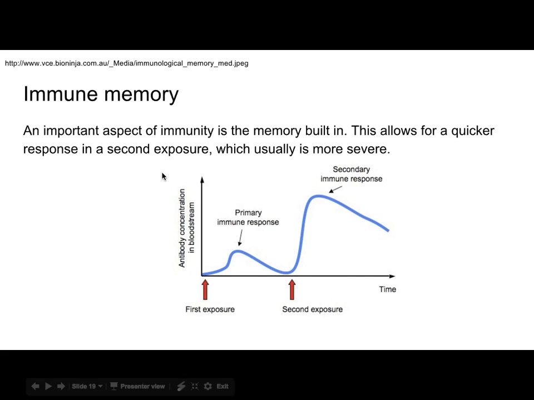So the result is the first exposure, you make so many antibodies, but then we produce memory. The second exposure, you are ready for the attack. We don't need to go through that antigen presenting cell, T cell, B cell stuff. We can go straight from a memory B cell to producing antibodies. We can skip a few steps. And the result is we actually produce a lot more antibodies. We get a lot more of a response.